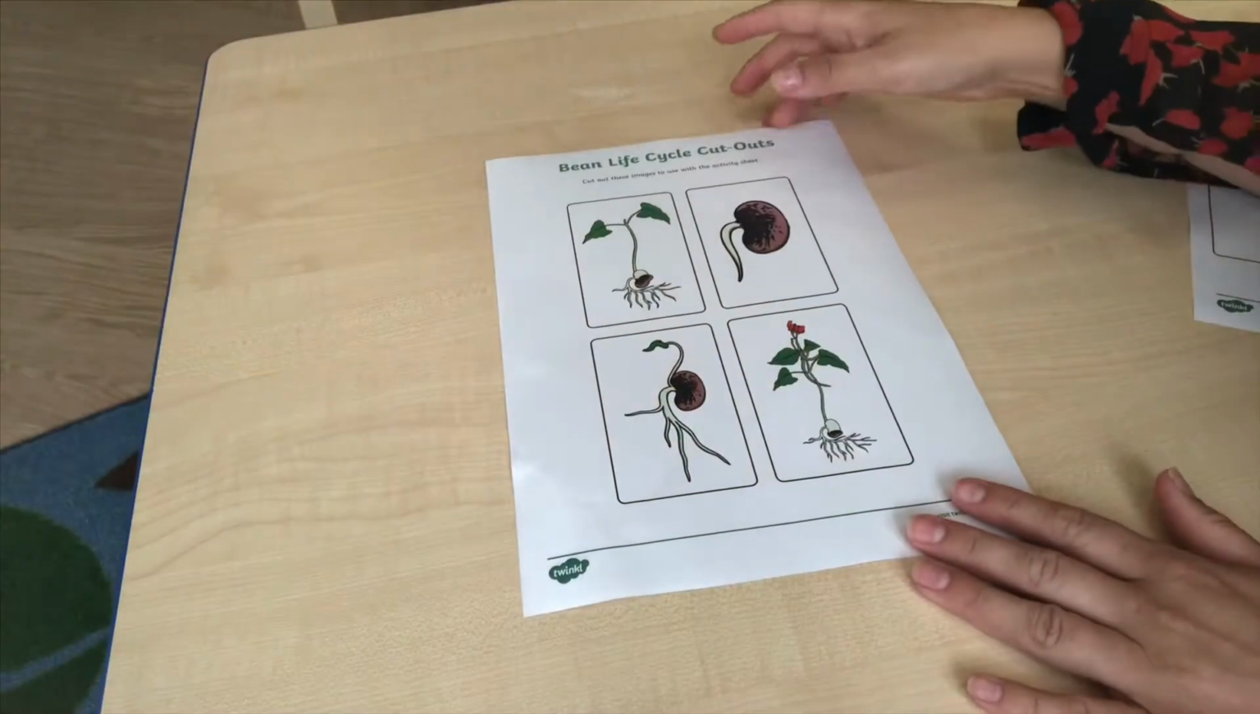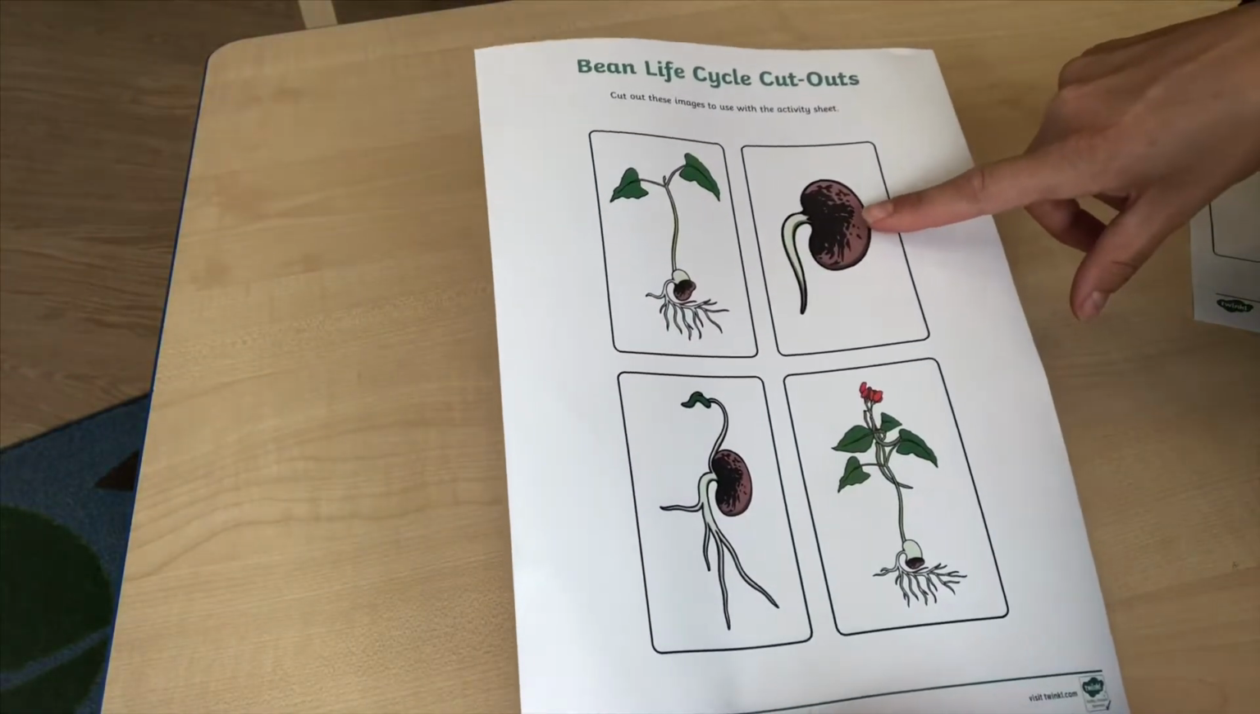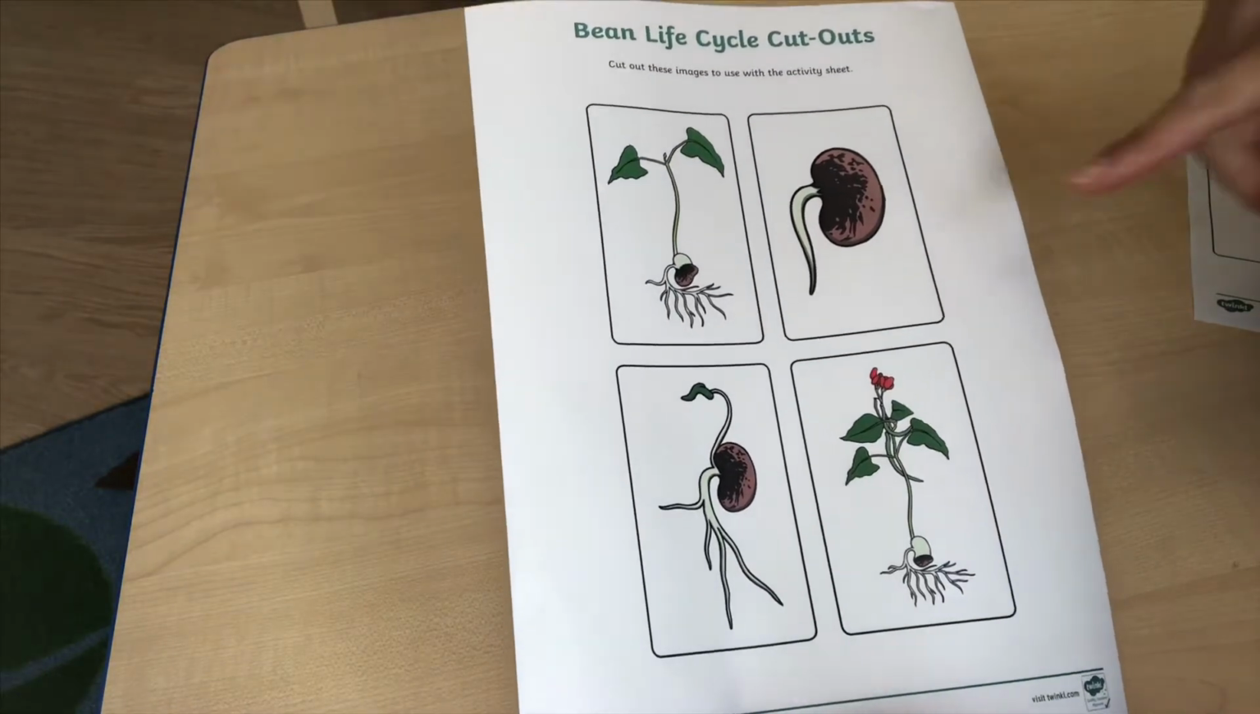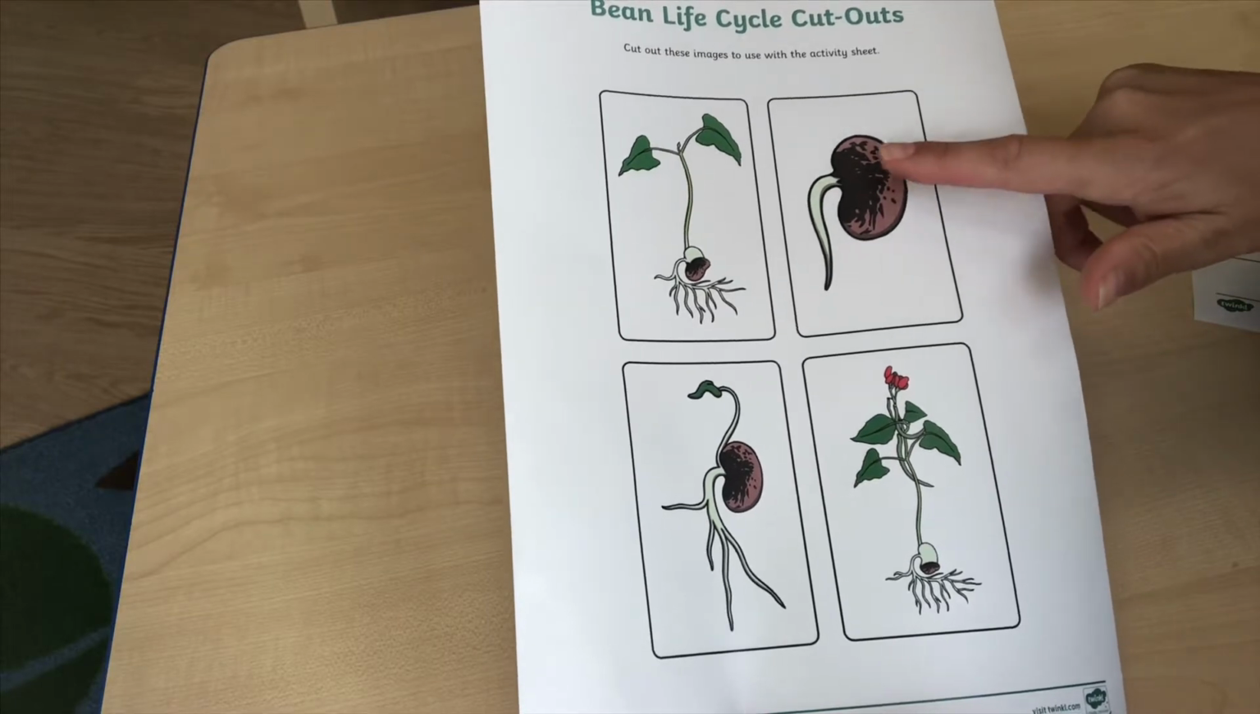Okay, so you know in Jack and the Beanstalk, he threw out his beans into the garden and they started to grow. Well, that's what we're going to talk about today. We're going to talk about how beans grow.